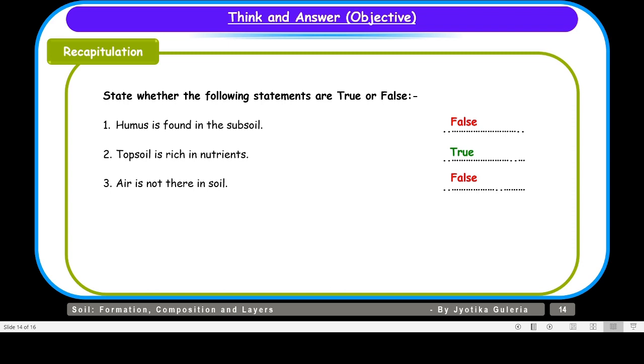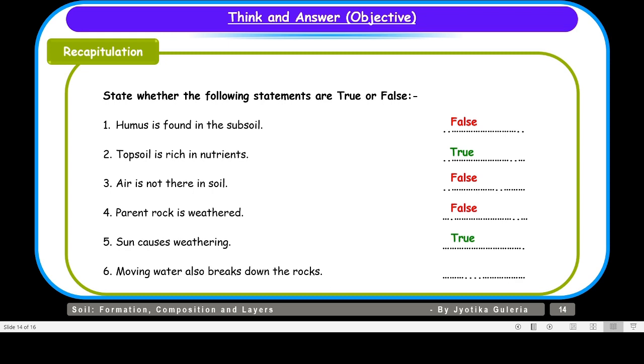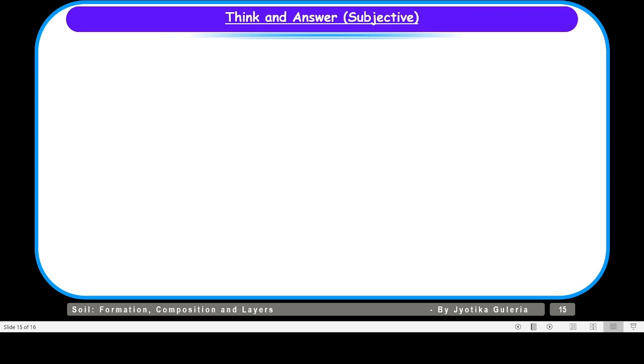That is false. Parent rock is weathered? No, parent rock does not weather. So that is false. Sun causes weathering. That is true. Moving water also breaks down the rocks. That is again true. So children, now let us move on to the think and answer section.